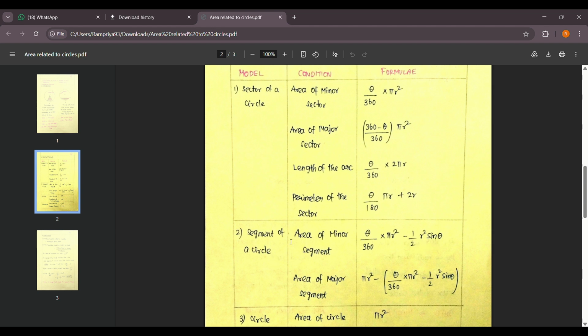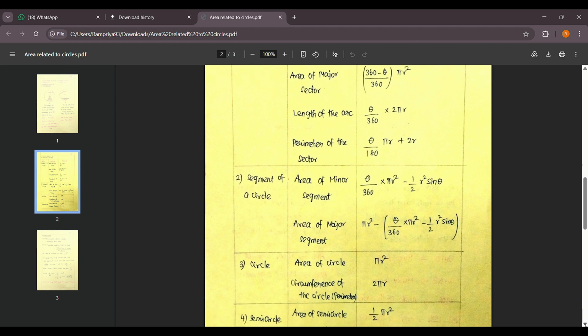So this is the formula for finding the area of the minor segment. And to find the area of the major segment, you just have to subtract this entire thing from the area of the circle, which is pi r square. So the area of the major segment is pi r square minus all these things put together: theta by 360 into pi r square minus half r square sin theta.